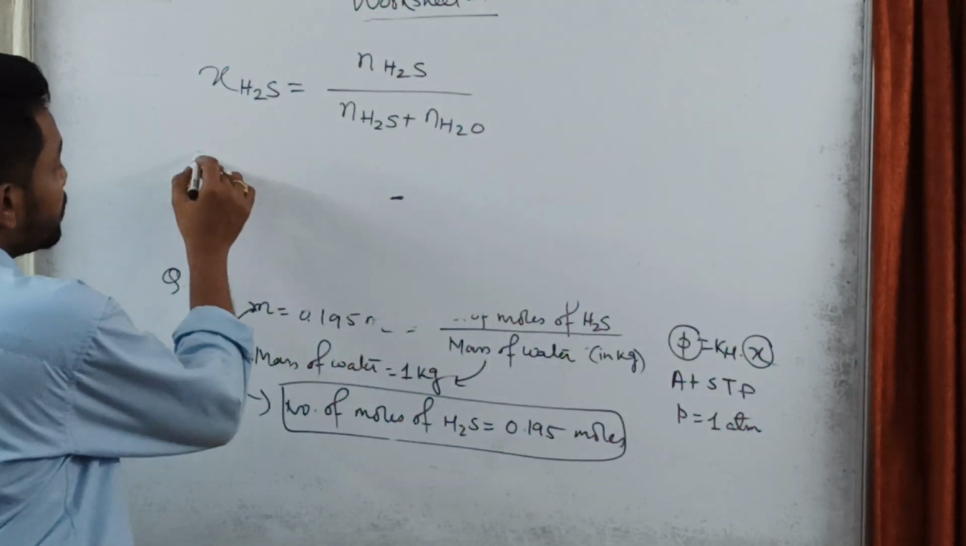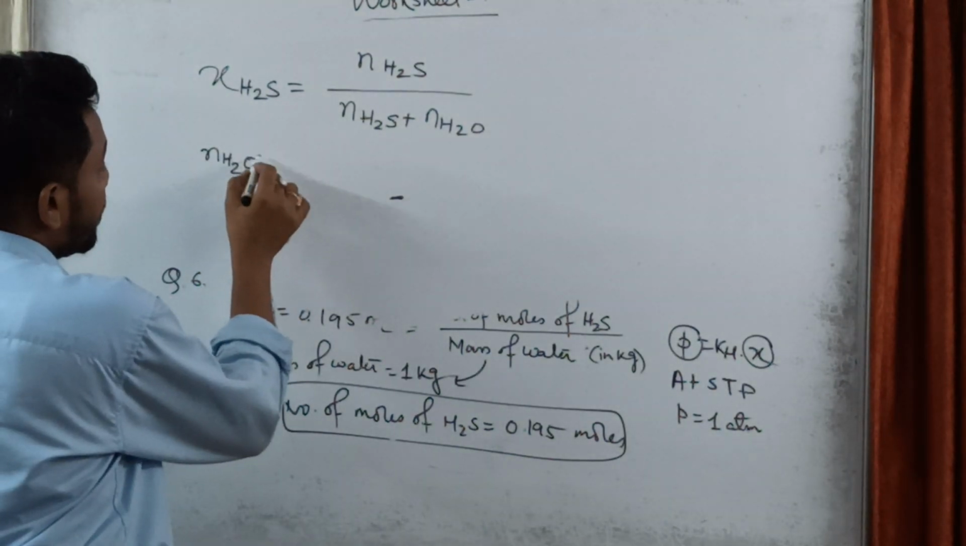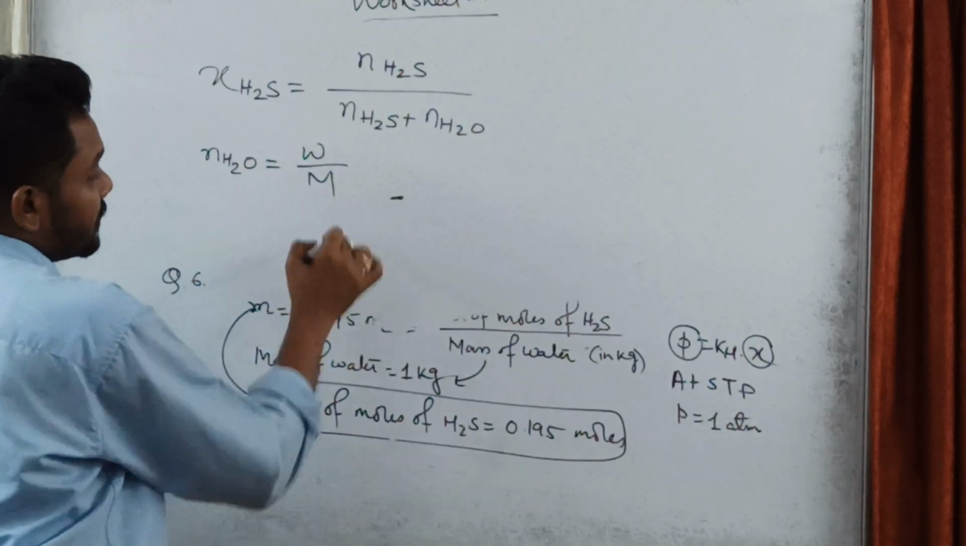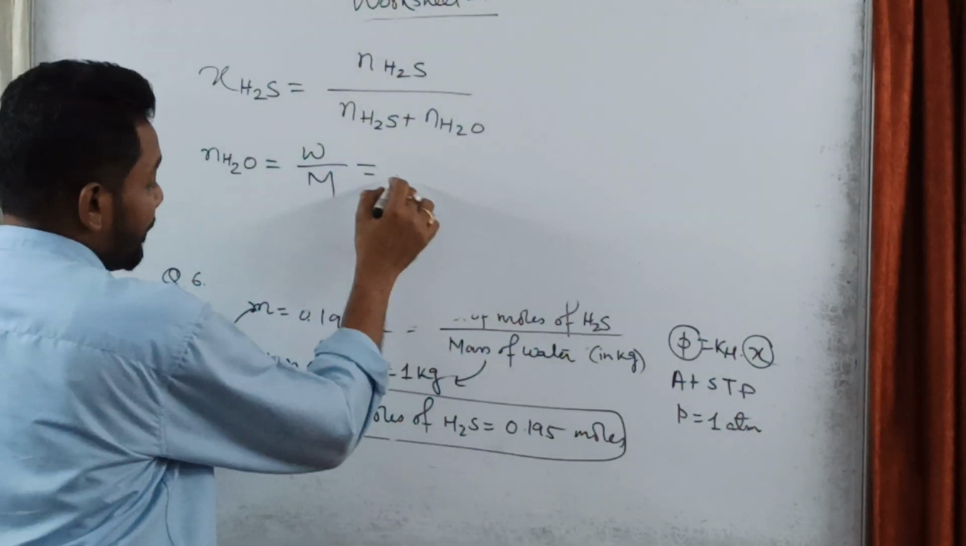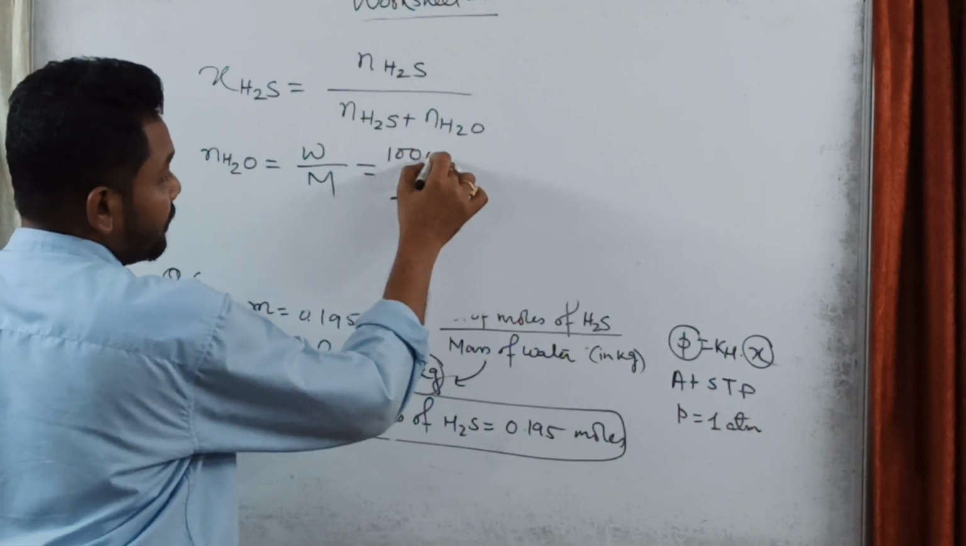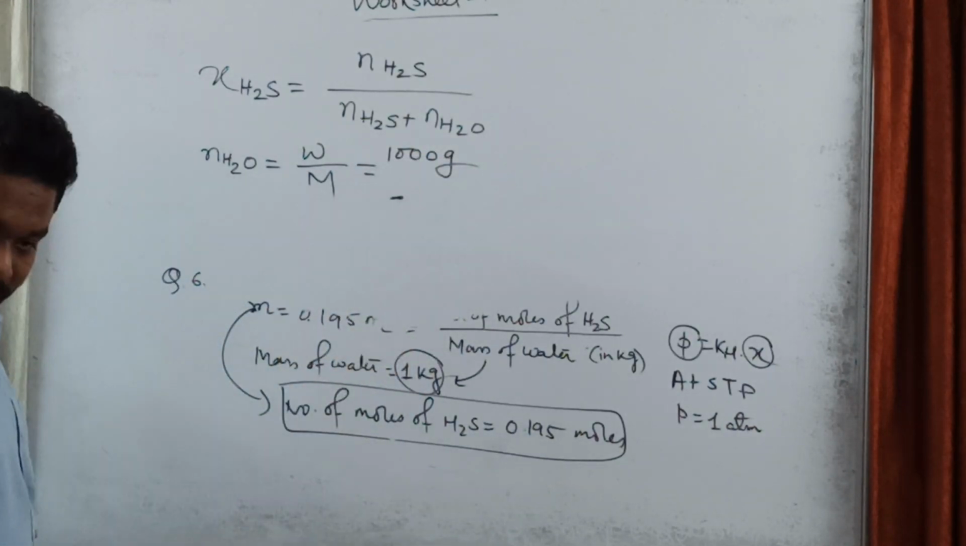So first of all, you need to calculate the number of moles of water. The number of moles formula is weight by molar mass. Now what is the weight you have taken? Mass of water is 1 kg, so that should be 1000 gram, yes or no? 1 kg means 1000 gram.